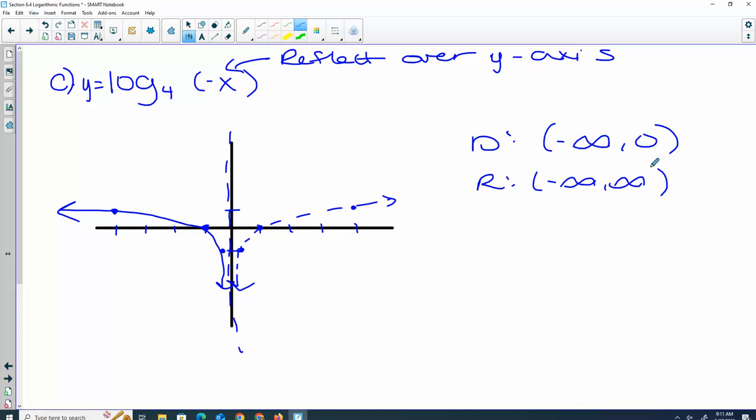The final thing I want to talk about is finding the domain if we don't draw the graph. Like, how can I just look at this equation and know what my domain will be? And we've kind of mentioned it before. I told you in a log, the argument always has to be positive. So that means negative x has to be greater than 0. If you divide by -1, that means x is less than 0, which is negative infinity to 0. So if I'm asking you to find the domain of a log, we really just have to take the argument greater than 0 and solve it. So let's try a couple of those.